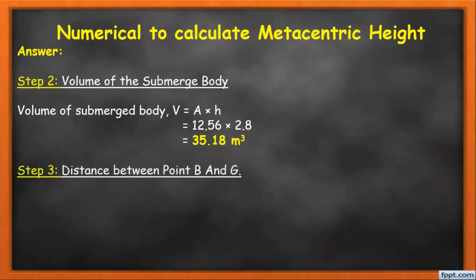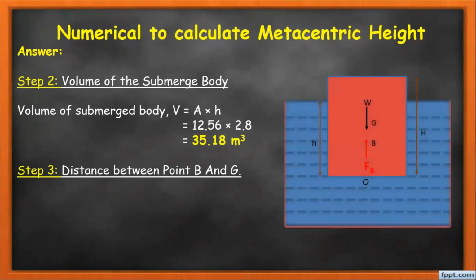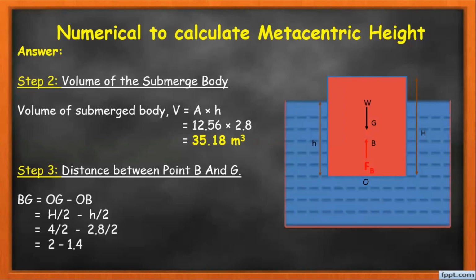Now step number 3. In step number 3, we need to calculate the distance between the center of buoyancy and the center of gravity. So we take the whole height for the center of gravity and the floating height for the center of buoyancy. We get capital H by 2 minus small h by 2, and we get BG, the distance between the center of buoyancy and center of gravity, as 0.6 meter.